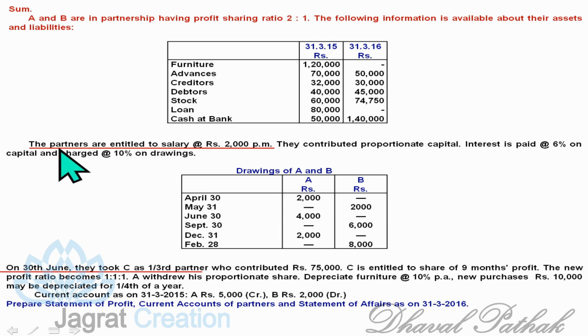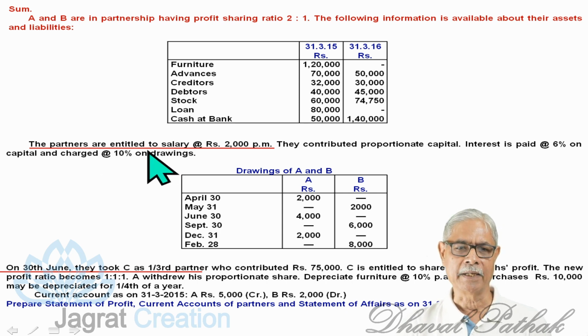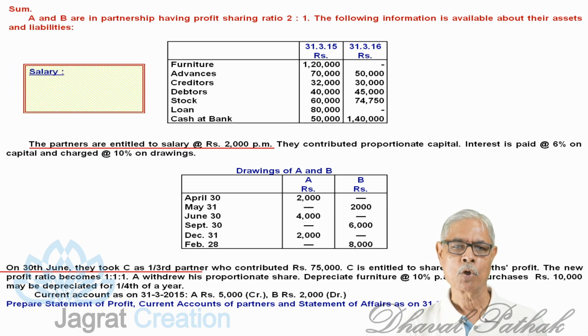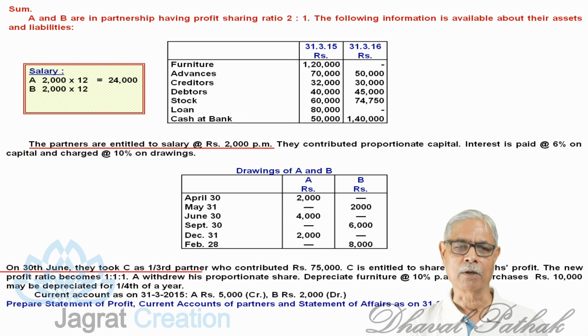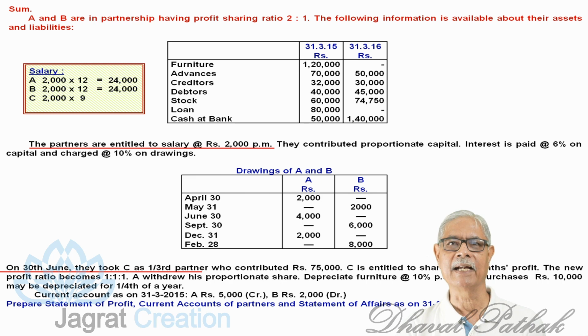Now let me first calculate the salary given to a partner. The partners are entitled to a salary of 2,000 per month. So A will get a salary of 2,000 for the whole year, 24,000. B will get a salary at the rate of 2,000 for the whole year, 24,000. But C is a partner only for 9 months. So C will get a salary of 2,000 into 9, 18,000. So total salary to be paid to the partners during the year, 77,000.